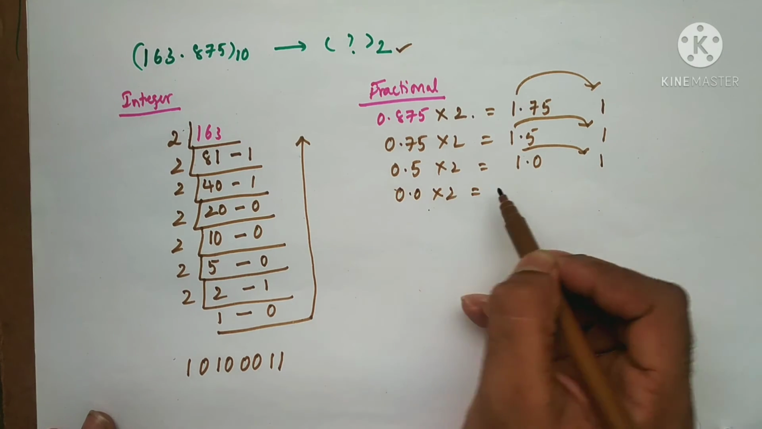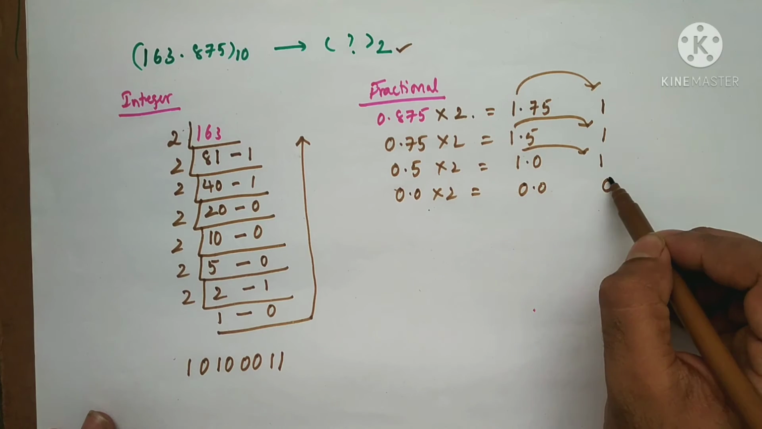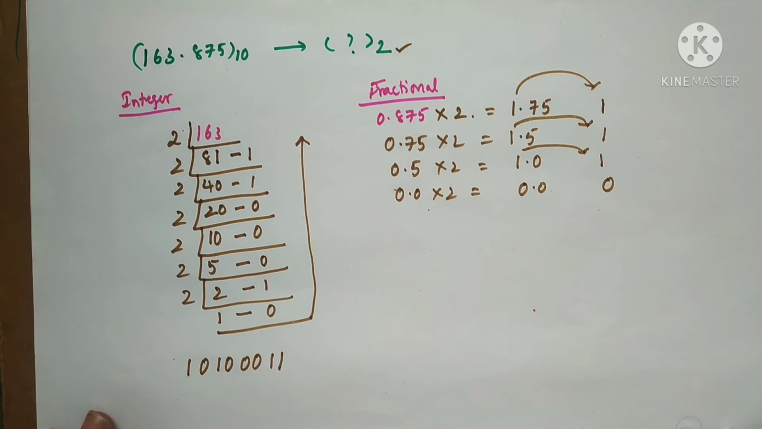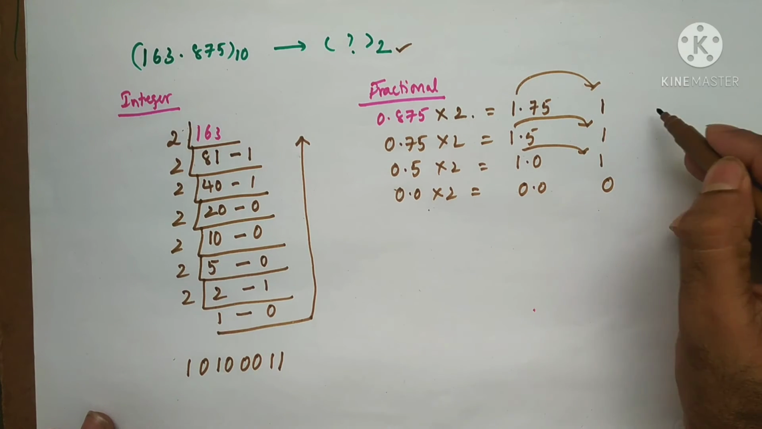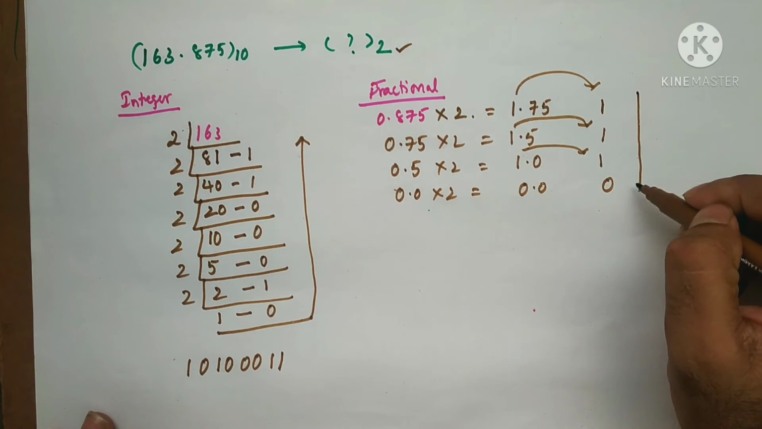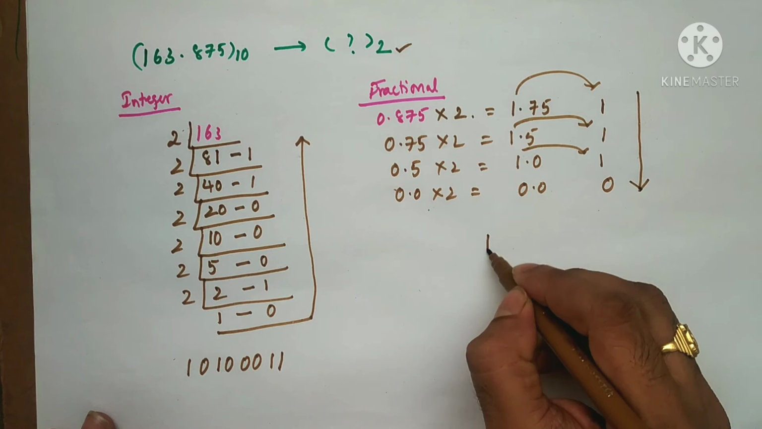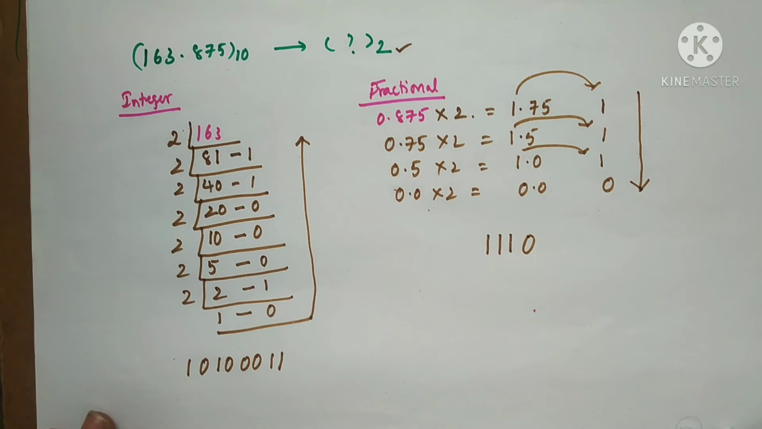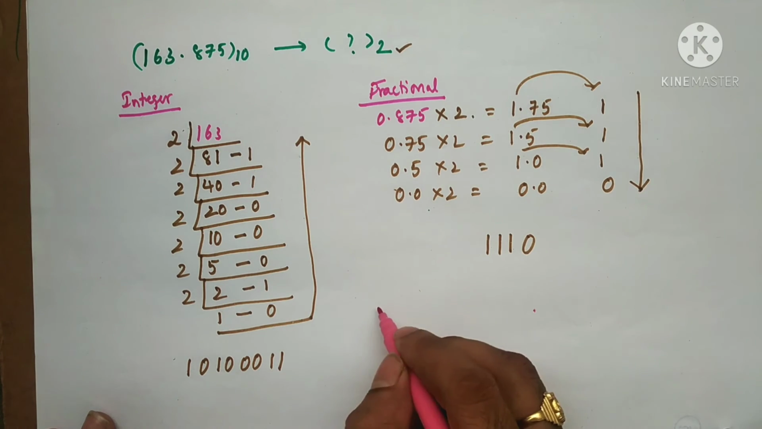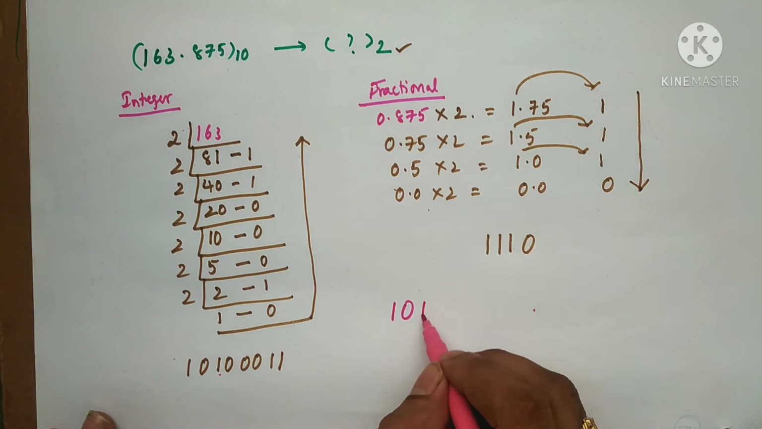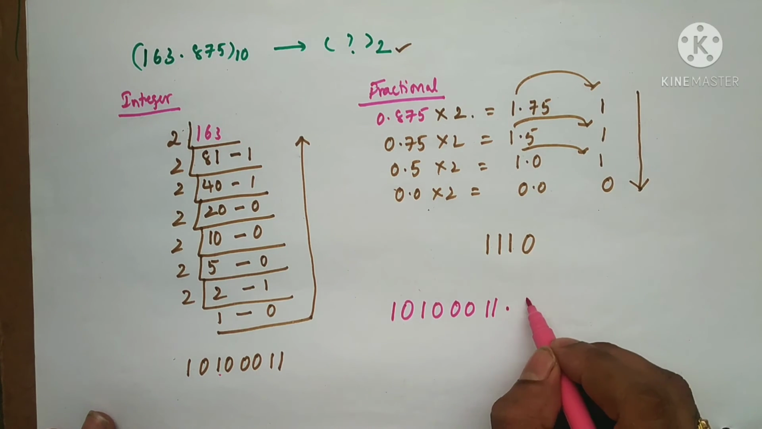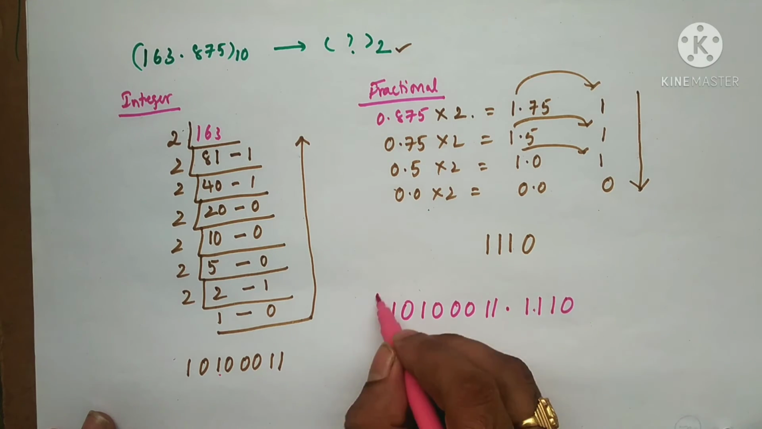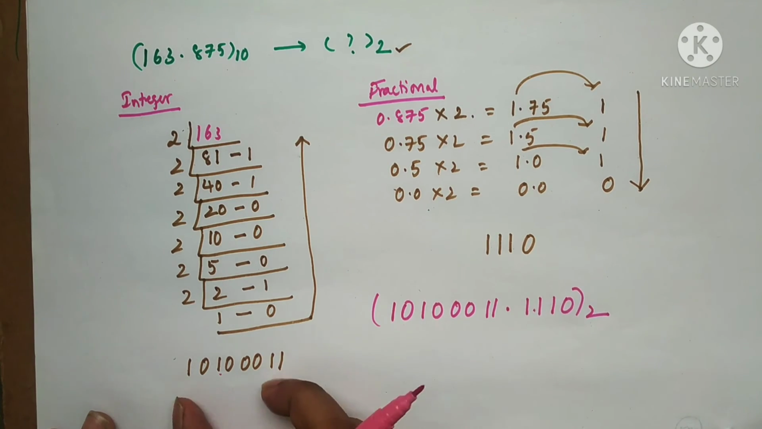0.0 into 2, the value is 0, so 0, right? So while dealing with the fractional part, take these values from top to bottom. The value is 1110. So the final answer is 10100011.1110 base 2. We have to append all this.